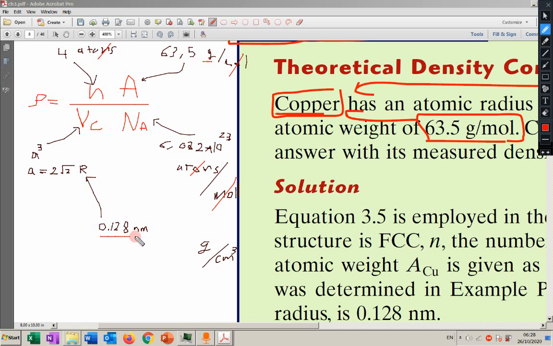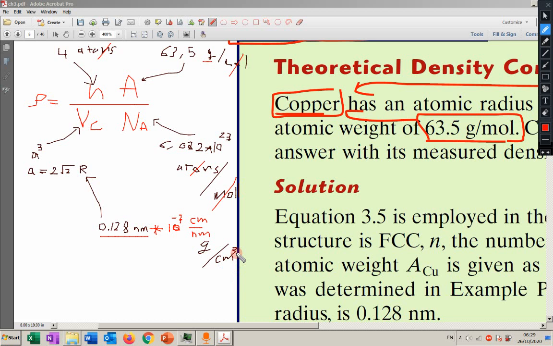But this unit is nanometer, 0.128 nanometer. So I can change this one to centimeter, then calculate volume. The volume will be centimeter cube. If you want to change nanometer to centimeter, you multiply it by 10 to the power minus 7, converting it to centimeter over nanometer. So nanometer with nanometer will cancel, and the result will be in centimeter. Then when you calculate A and cube it, the result will be centimeter cube.